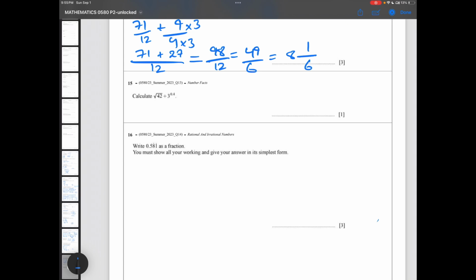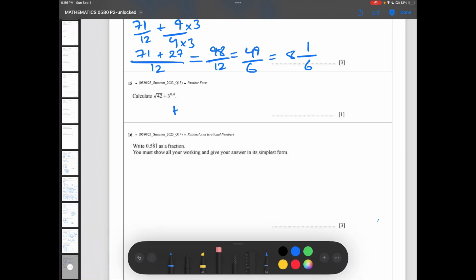So the square root of 42 is 6.48, and plus 3 to the power 0.4, that is equal to 1.55.